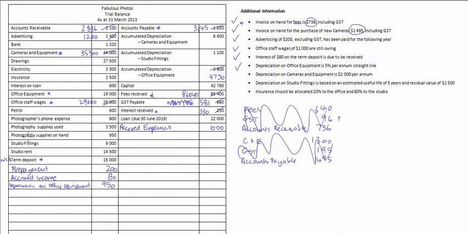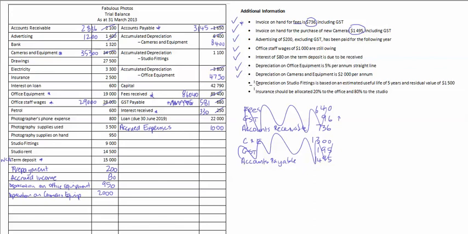Next one is cameras and equipment of 2,000. That's pretty easy. Depreciation on cameras and equipment, 2,000, and the accumulated goes up by 2,000 to 8,400. So there's that one there.